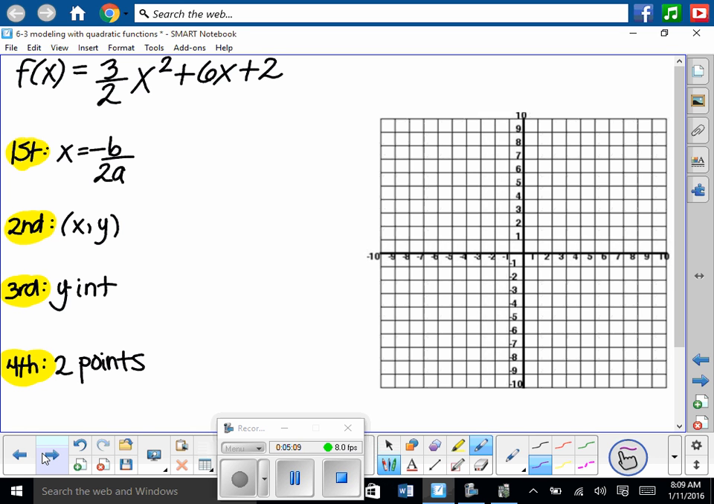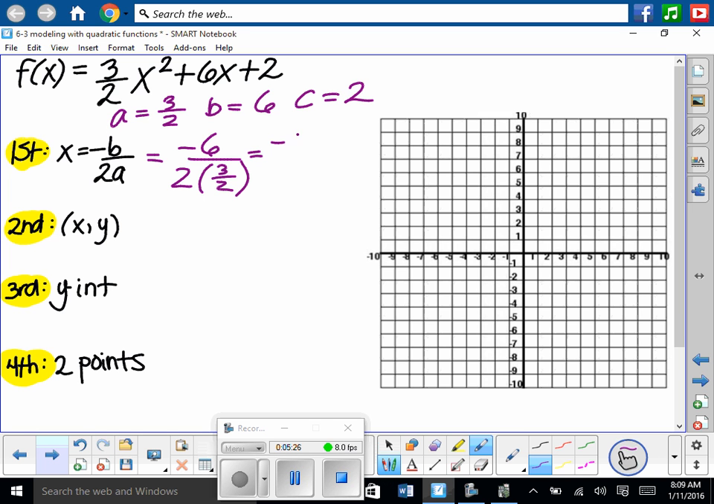So the first thing we do is find the axis of symmetry. X is equal to the opposite of b over 2a. A is equal to 3/2, right? B is equal to 6 and c is equal to 2. So our axis of symmetry is -6 divided by 2 times a. A is 3/2. So on top we have -6.